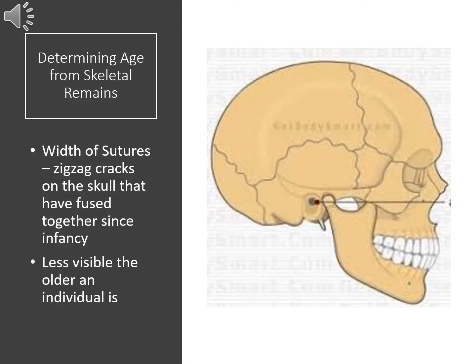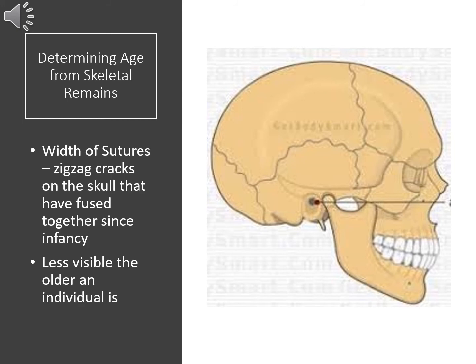Okay, so looking at determining age from those skeletal remains. So we've got the width of sutures, right? The sutures are these zigzag cracks on the skull that have fused together since infancy, right? You've got your soft spot when you're a baby just born, right? That allows the parts of the skull to move in to make childbirth a little easier. Once we're out of the womb, then we don't need that anymore. It starts to fill in, usually takes close to 2 years or so for that to fuse, and then beyond that time, the fused lines, those zigzag cracks, become less and less visible as the person ages.